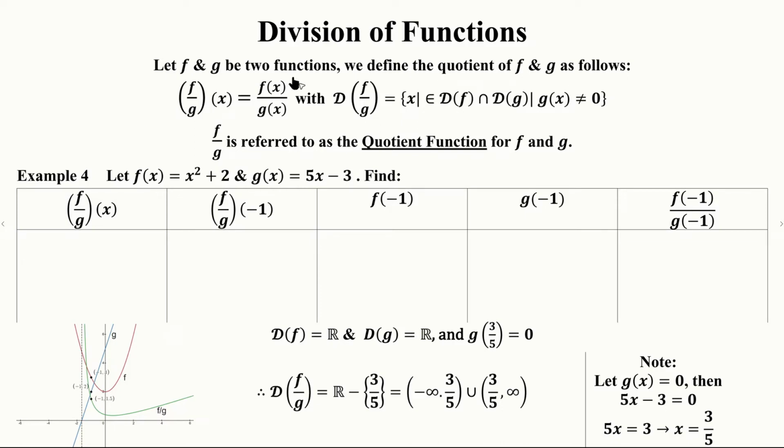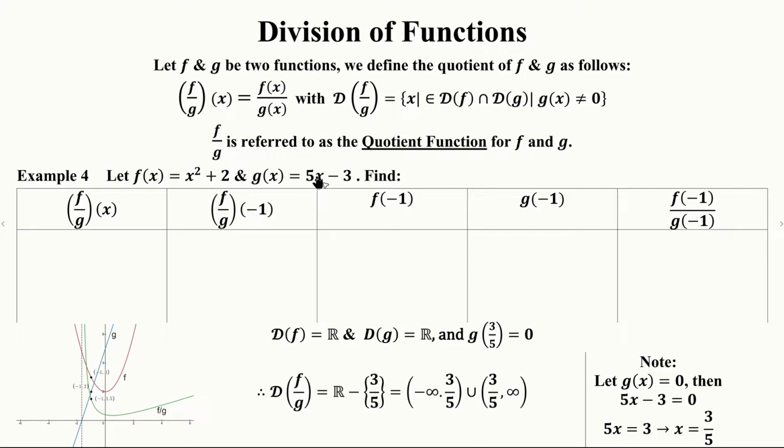All right, next we want to take a look at division of functions. So we let f and g be two functions, and we define the quotient of f and g as follows. F over g of x equals f of x over g of x, with the domain of f over g being all x belonging to the intersection of the domains. And as you know, we always have an extra requirement when it comes to fractional situations, and that is we do not want the denominator to become 0. So basically, any x value in the intersection of the two domains that doesn't make the denominator function, or the bottom function, 0. F over g is referred to as the quotient function for f and g.